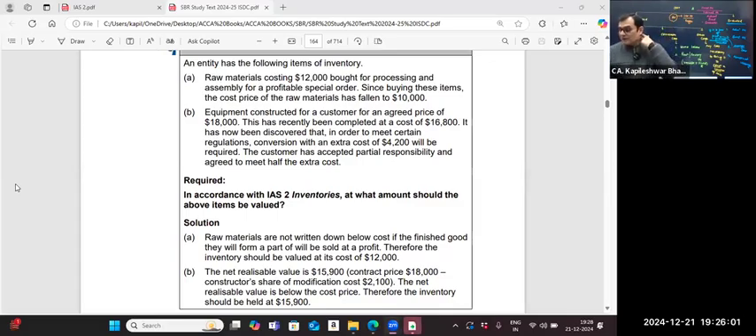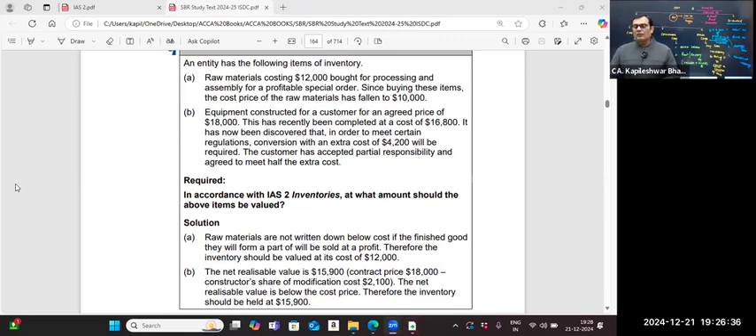Let's go to the next one now, point number B. It says equipment constructed for a customer at an agreed price of 18,000. Is this the contract price? Yes. Then he says this has recently been completed. Is this FG or WIP? FG. Correct. When it says it has recently been completed, that means it is FG. So what is the contract price as of now? 18,000. What is the cost?